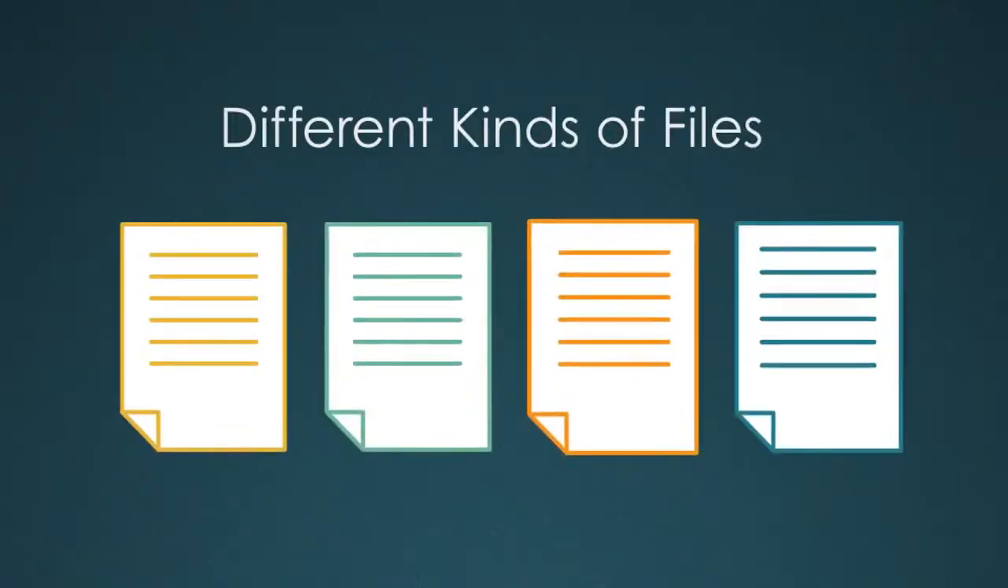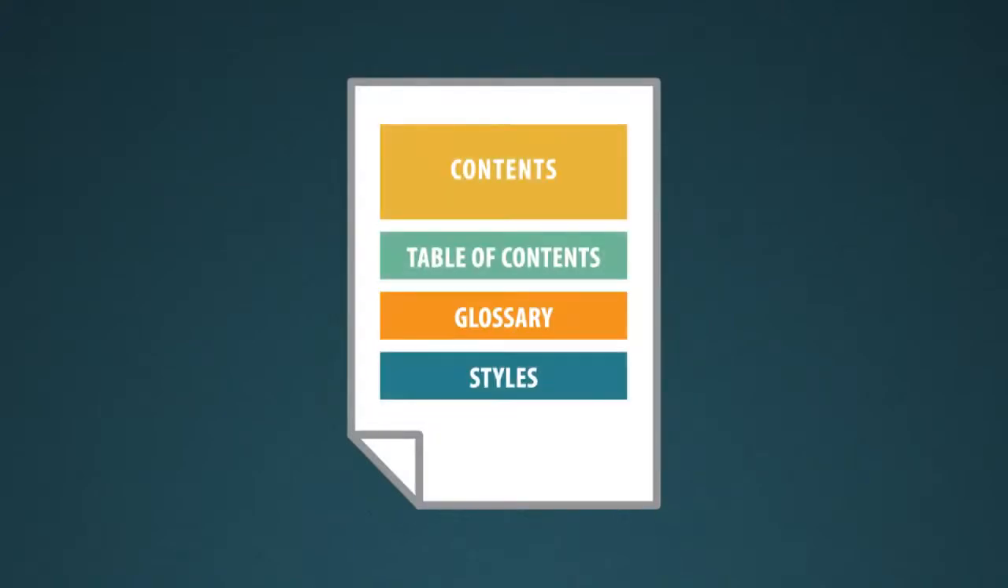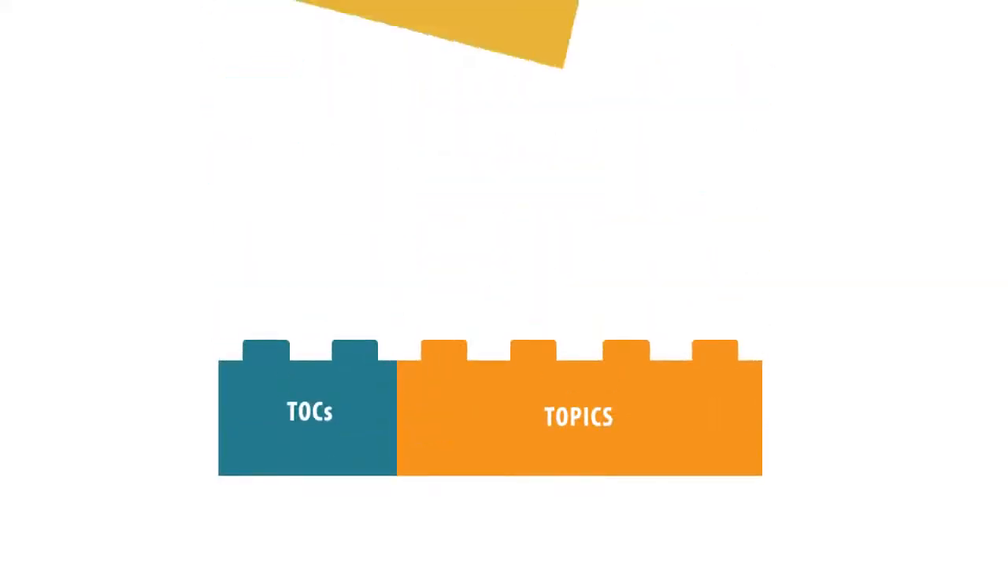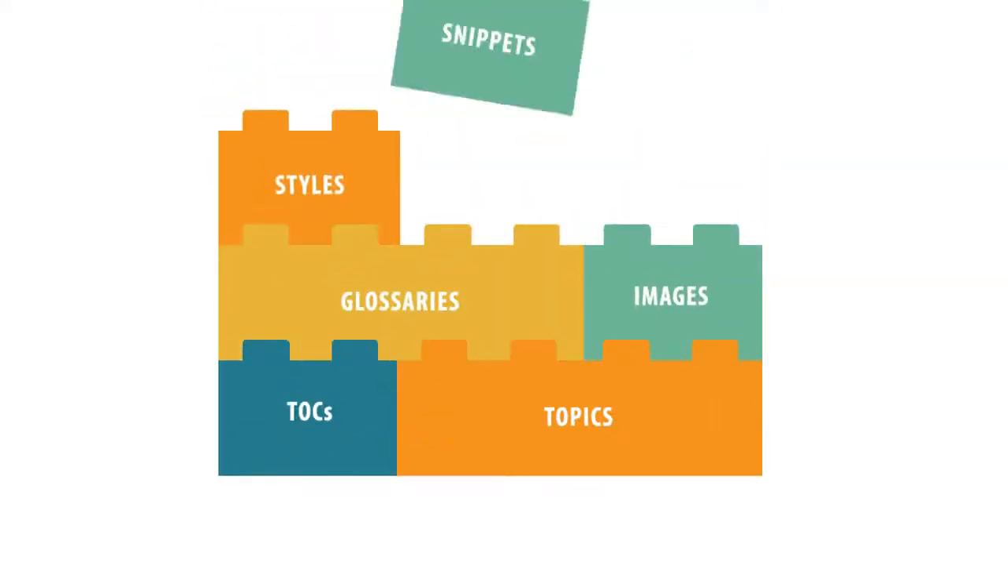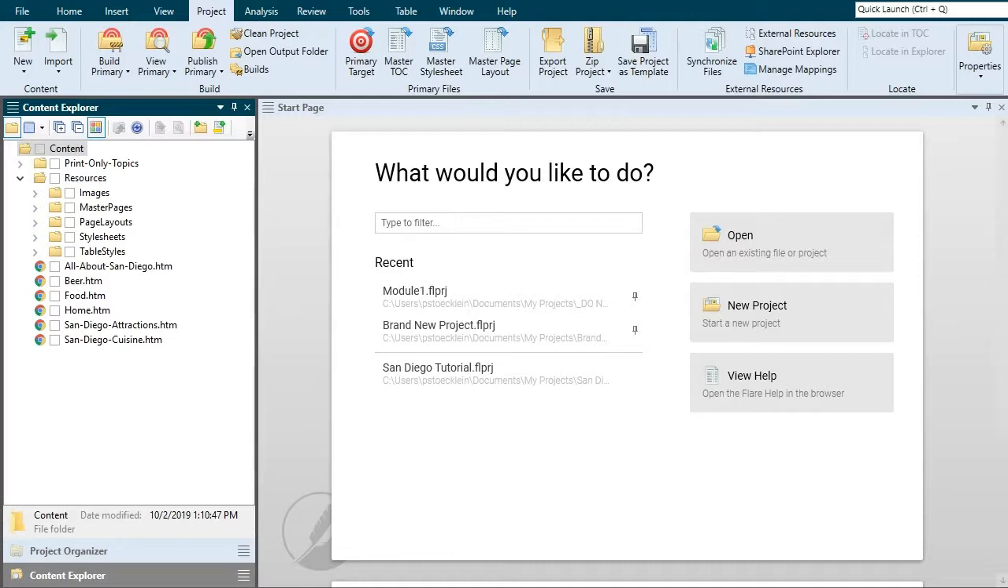These two window panes hold the vast majority of files that will be used to produce your output. There are several different kinds of files, but that's a good thing. In other authoring tools, you're probably used to everything being part of a single file. The content, the table of contents, the glossaries, the styles, and so on. It's not like that in Flare. Instead, most of the pieces are separate. Think of them as building blocks. This is one of the things that helps make Flare so powerful and gives you so much flexibility in how to create your output.